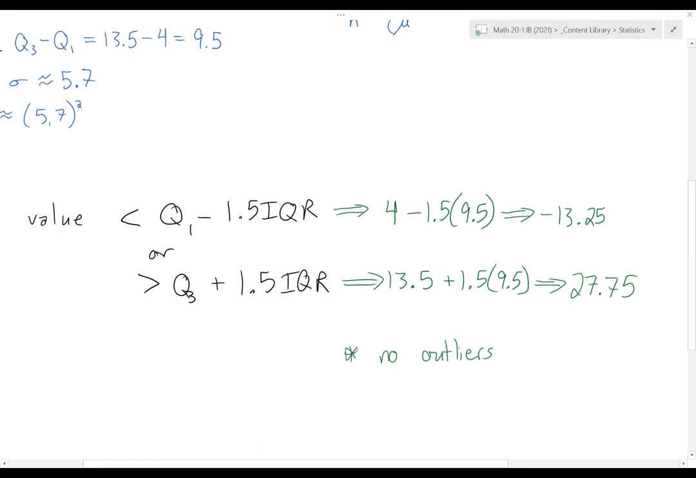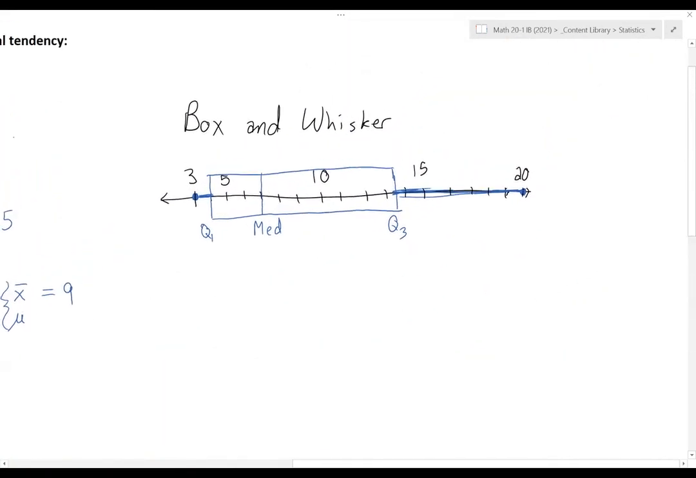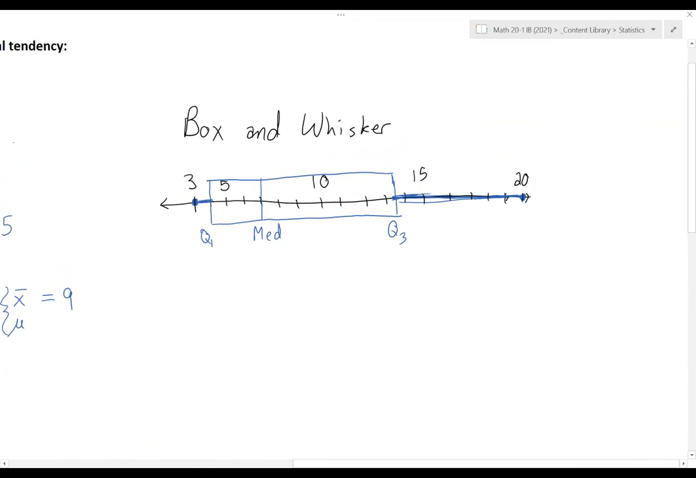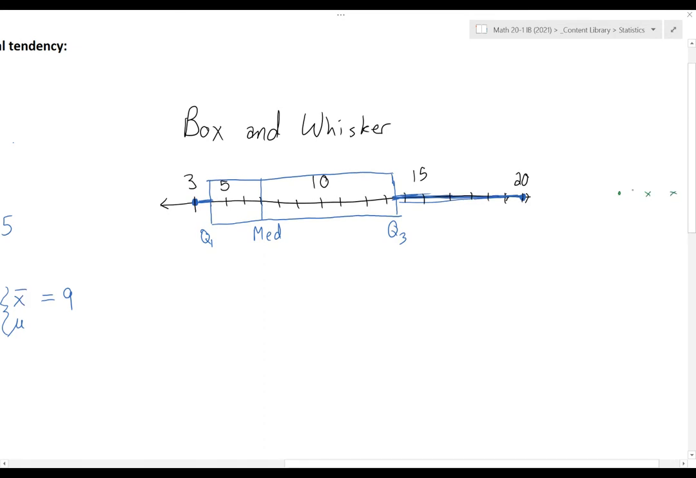If we did have outliers, we would mark them on our box and whisker plot, and we would more likely just extend the whisker out to 1.5 times the interquartile range. In other words, my whisker would only go out to the 27.75, and any outliers I would mark with an X outside of that. But in this case, we don't have any outliers.